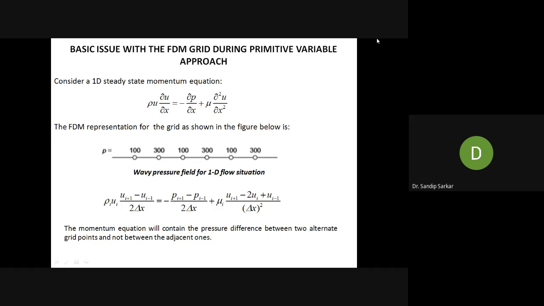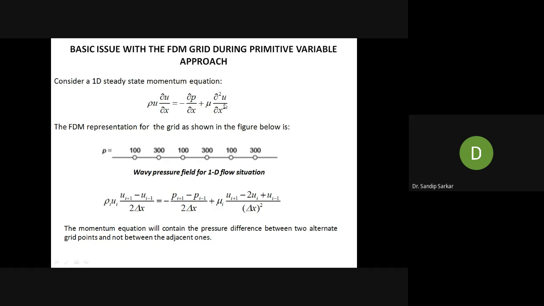Suppose now you want to discretize this equation with the finite difference way of discretization. Suppose these are your finite difference points: point number 1, point number 2, point number 3, and so on, point number i, and the distances between the points are delta x. This is the x-directional equation, delta x. Please see this is very important.